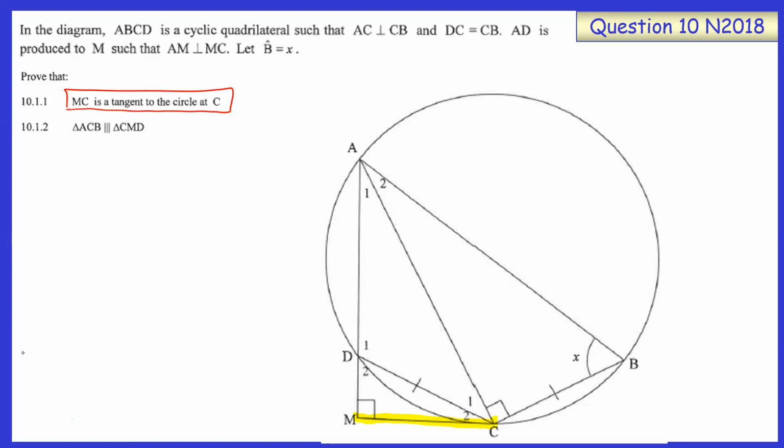Okay, before you give me the answer, what are you trying to prove? I'm just trying to prove MC equal to A2. Very good. We're going to try and prove the tan chord theorem, that the angle between a tangent and the chord is equal to the angle in the alternate segment. Agreed? Yes, sir.